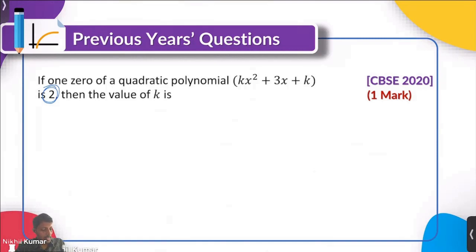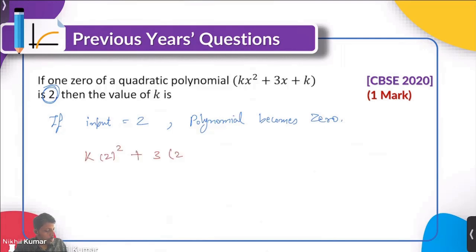Same thing. That means if input is equal to 2, the polynomial becomes 0. So let's input 2 first. Let's do that. k into 2 square plus 3 into 2 plus k. We have inputted 2 here. We have substituted 2 in place of x. If this happens, then the polynomial becomes 0. This is your equation. You have to solve this, find the value of k, you get your answer.